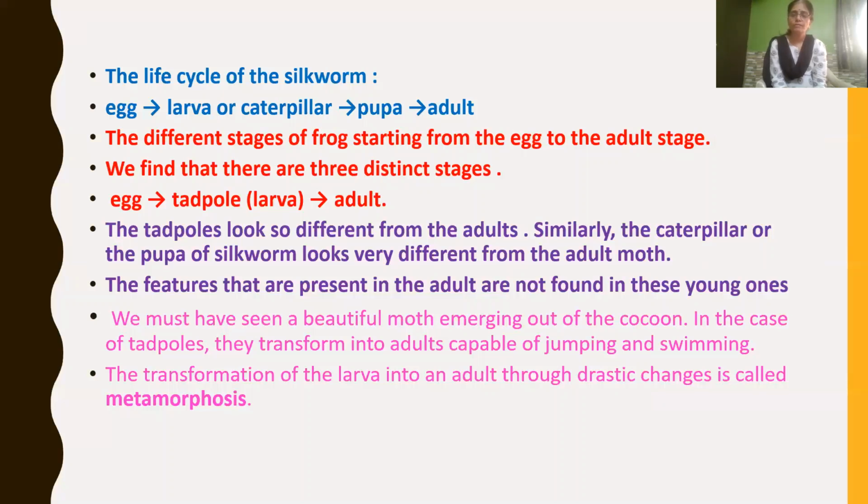A tadpole looks so different from the adults. Similarly, the caterpillar or larva of the silkworm or the pupa of the silkworm also looks entirely different from the adult moth. So the features that are present in the adult are not found in these young ones like the caterpillar or tadpole. We must have seen that beautiful moth emerging out from the cocoon. The same way in the case of the frog, the tadpoles transform into adults capable of jumping and swimming. So the transformation of a larva into an adult through these drastic changes is called metamorphosis.